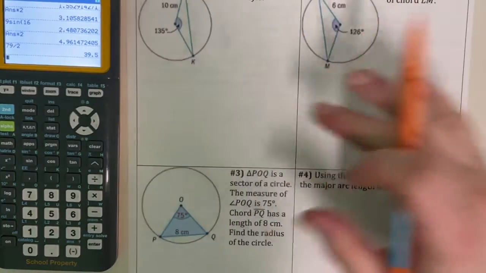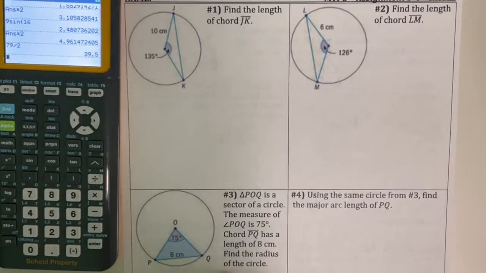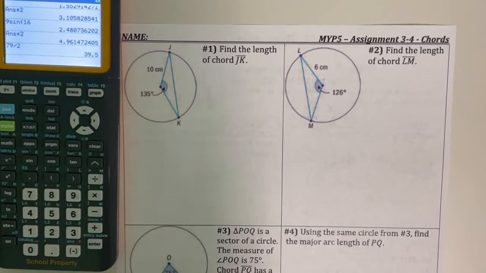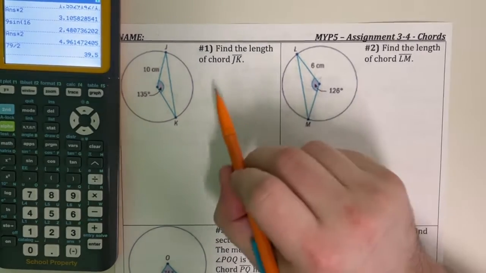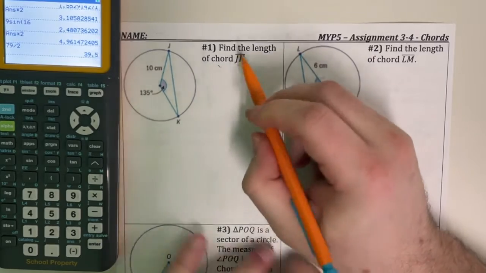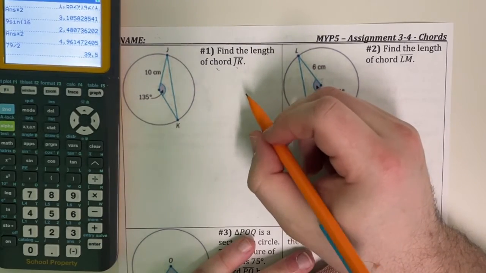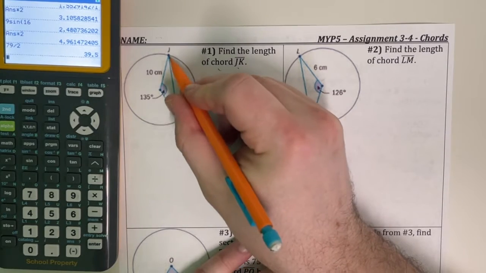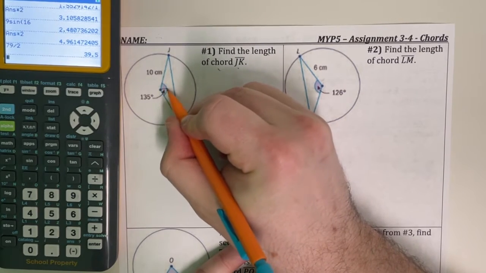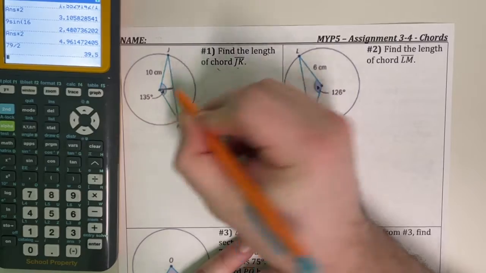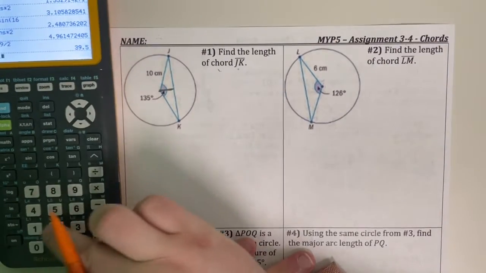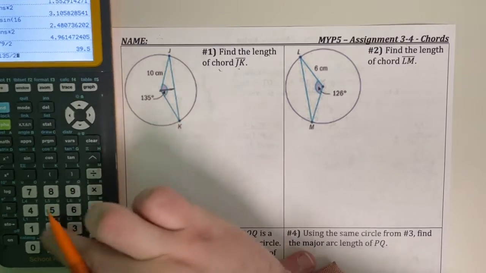All right, so now on the back is actually this assignment 3-4. So make sure you're putting your name at the top for yourself. That way you can claim it as your own. All right, so it says find the length of the chord JK. So let's see, what do we have here? I have this length JK, but I need to draw a right triangle. And so I'm going to say half of 135 is that angle amount.